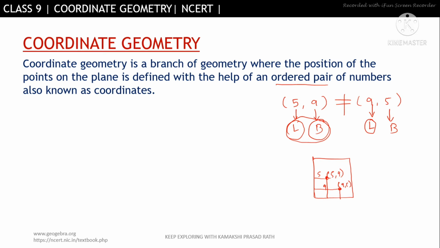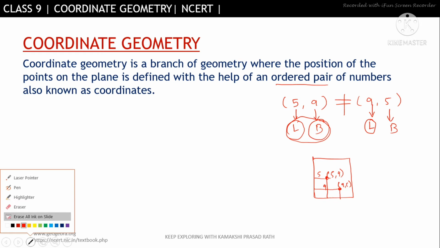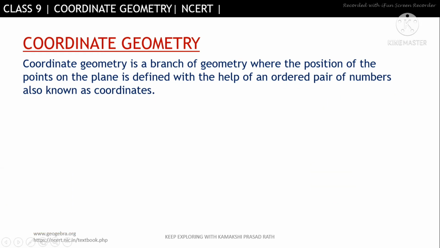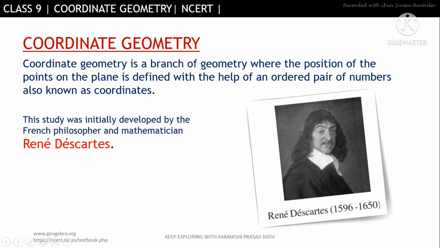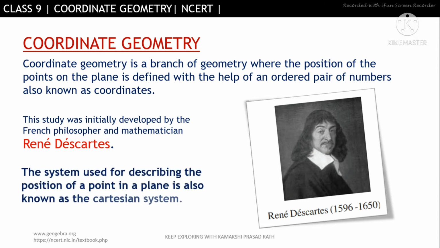These ordered pairs are called coordinates in coordinate geometry. Now this study was actually developed by the French philosopher and mathematician René Descartes. According to his name, this is also called the Cartesian system. The system that we use to describe the position of a point is also known as the Cartesian system, as per his name.